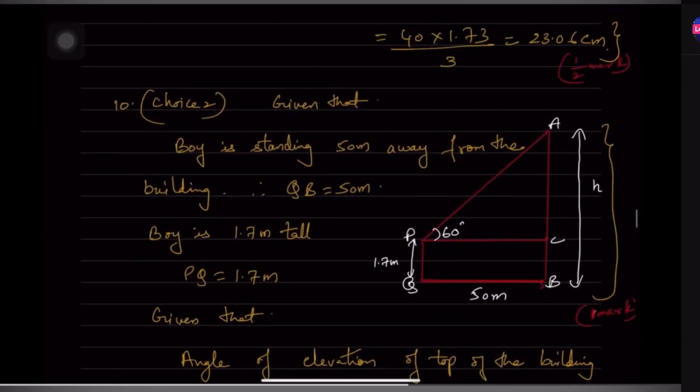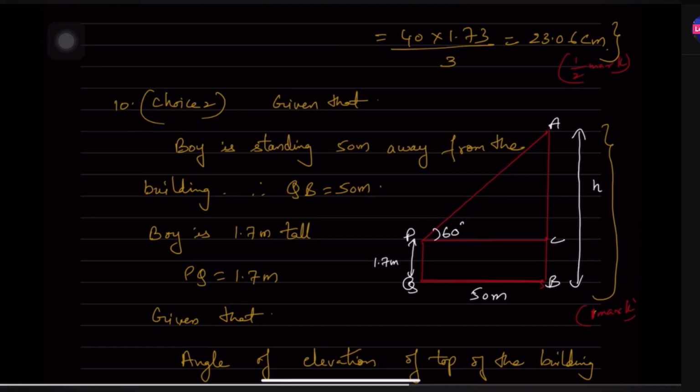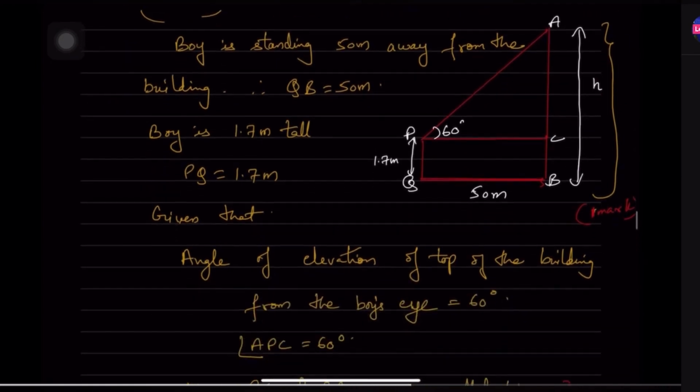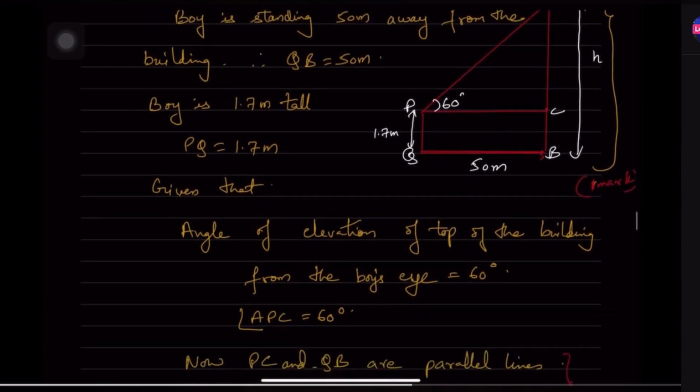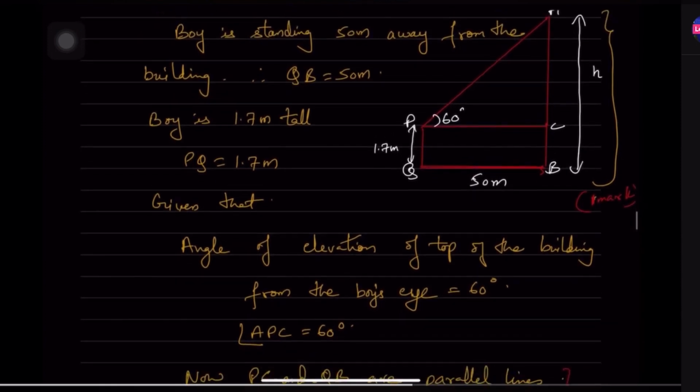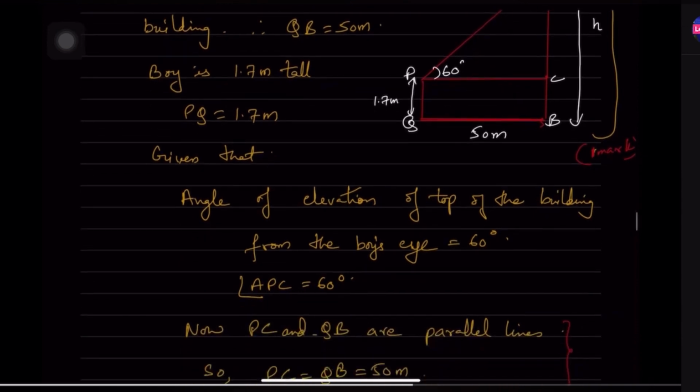So here the boy is standing 50 meters away from the building. Therefore QB is equal to 50 meters. The boy is 1.7 meters tall, so PQ is equal to 1.7 meters. Given that the angle of elevation of the top of the building from the boy's eye is equal to 60 degrees. For the figure you are having 1 mark over here.